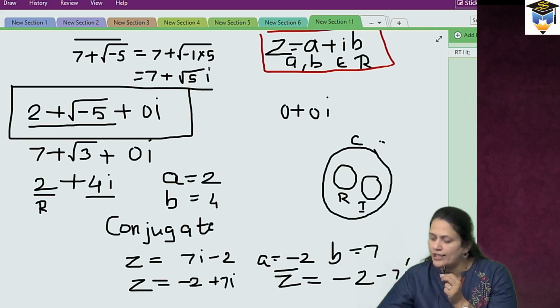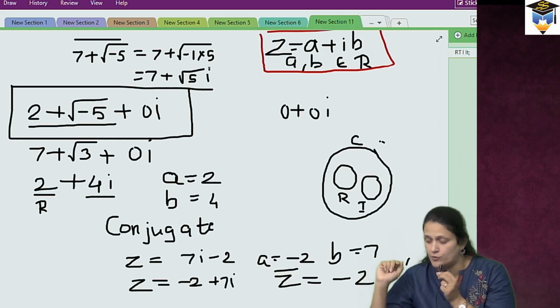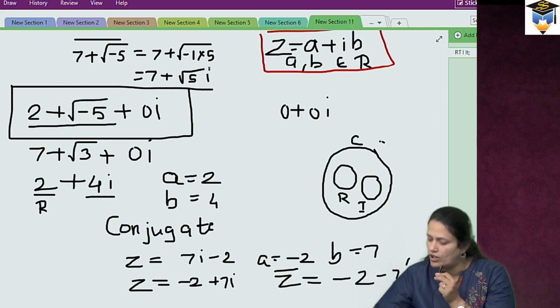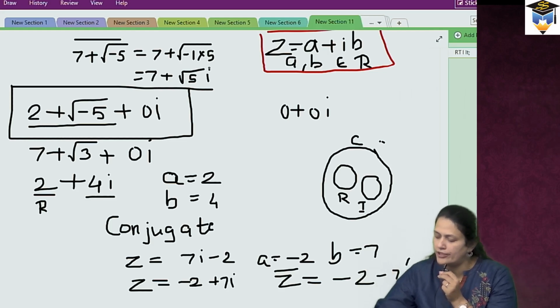Now write down the properties of conjugate which they have given in the textbook. Please write them down. Write down all the properties of conjugate given in the textbook on page number, as I told you, 34.